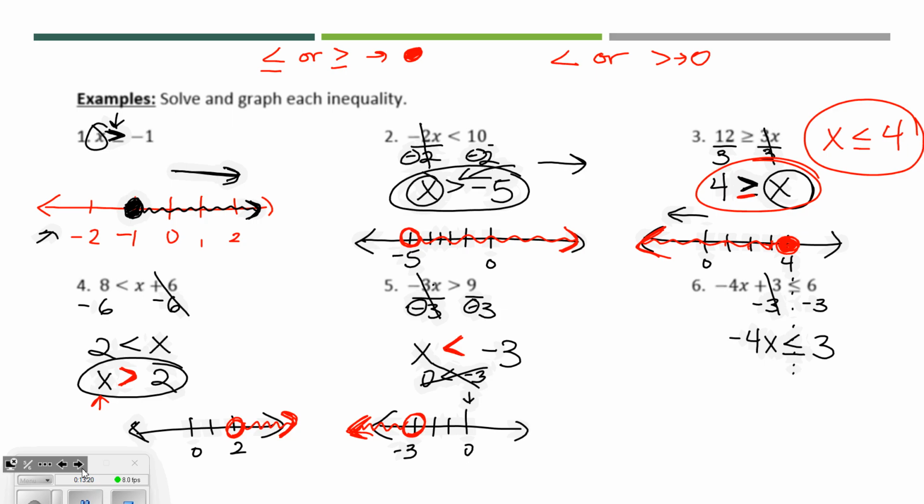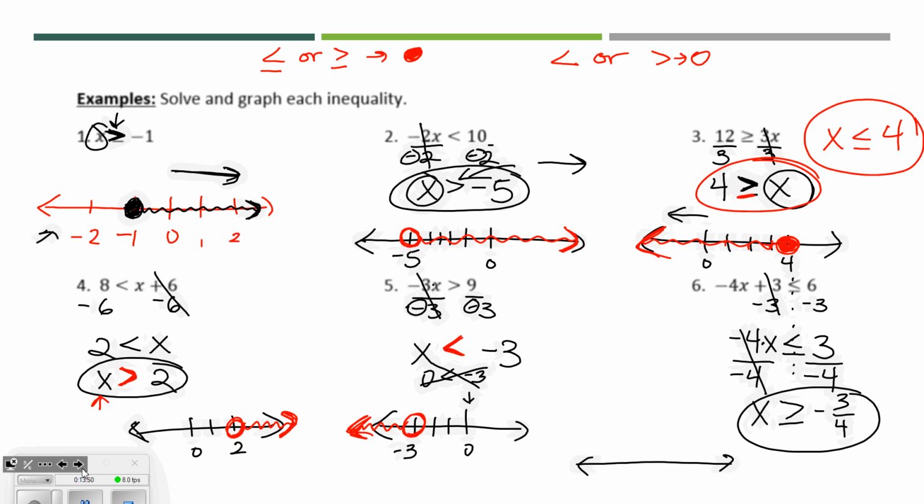Right? And then I want to get x by itself. So this means negative 4 times x. I divide both sides by negative 4. What am I dividing by? I'm dividing by a negative number. So if I'm dividing by a negative number, I have to flip that inequality. So x is greater than or equal to, and 3 divided by negative 4, that doesn't go in evenly, so I'm going to leave it. Fractions are my friends. So my answer is x is greater than or equal to negative 3 over 4.